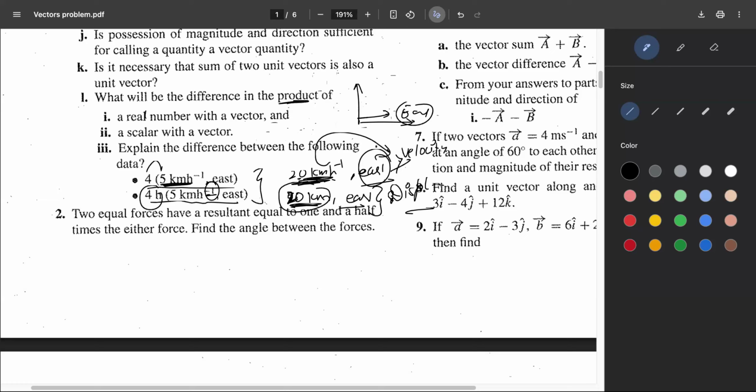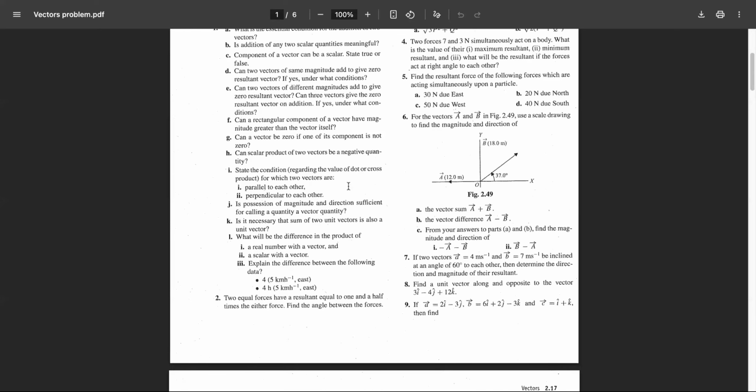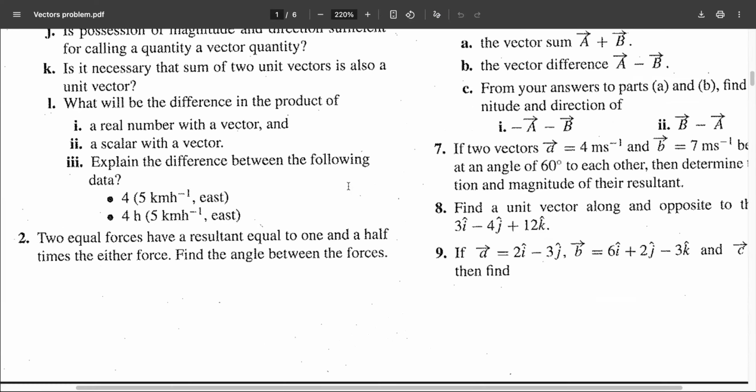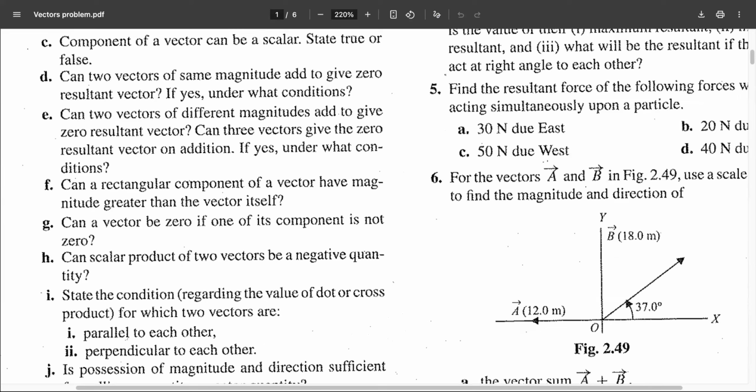Okay, so we can move to the next. I will erase all this so that it looks clear. This is one. Let me reload. Okay, so we are done with these things. Let's move to the main problem solving part.